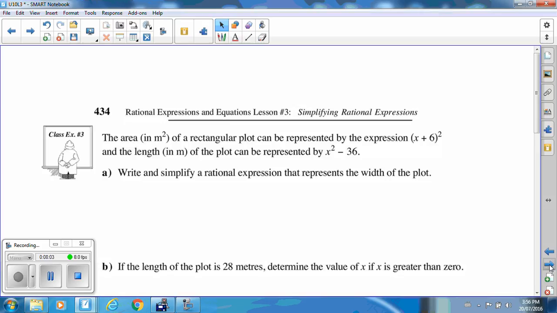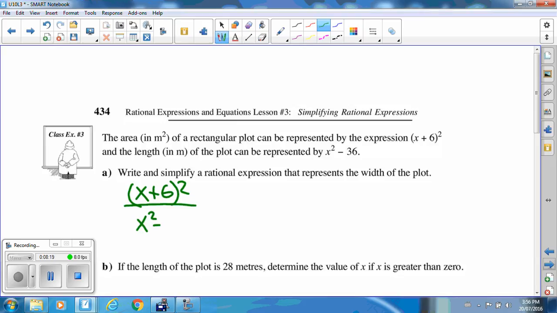So area of a plot can be expressed as x plus 6 squared. The length is x squared minus 36. So what I can now do is I can go, okay, this is x plus 6 squared, which is my area, divided by my length. Now, I can instantly see this should probably factor. So x plus 6 squared over x minus 6 times x plus 6. And now I'm ready to go.